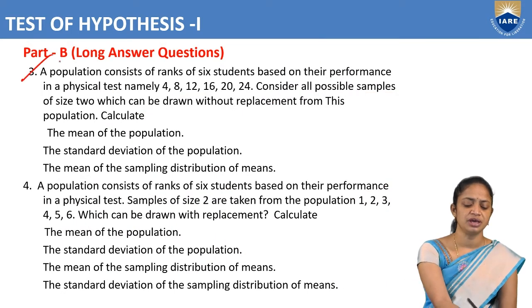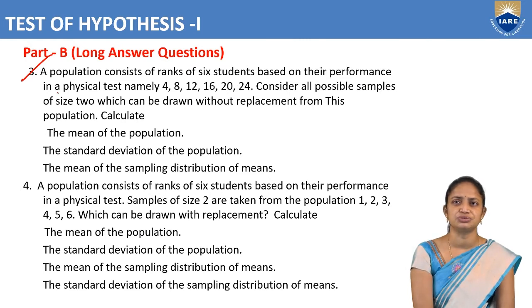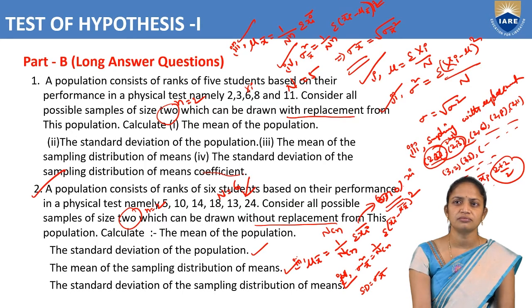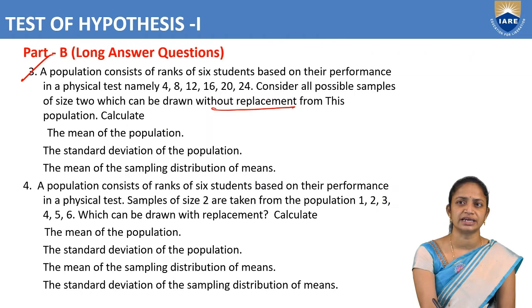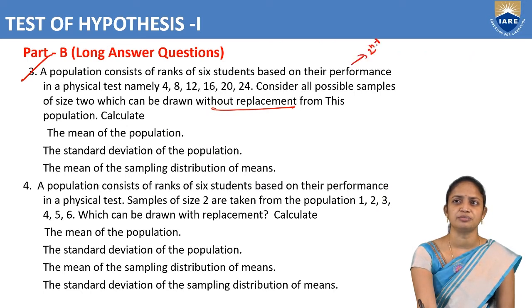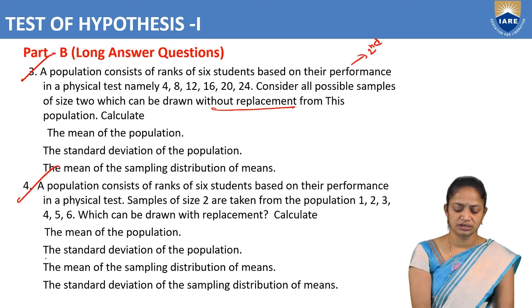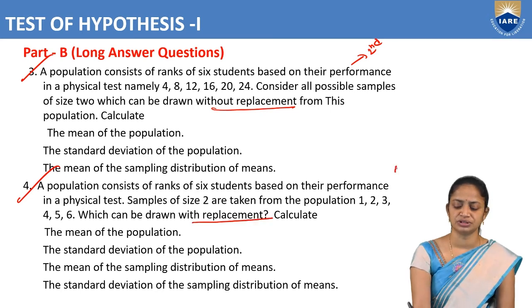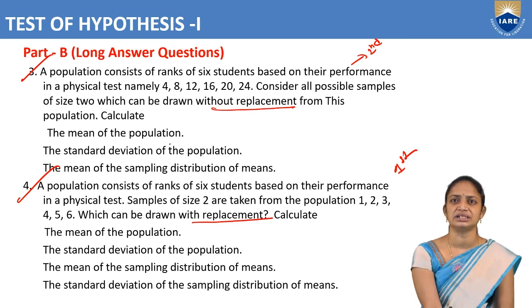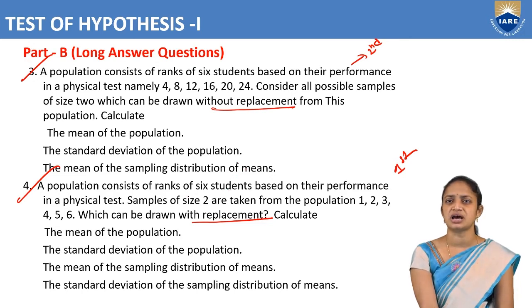So this is also the same. The population consists of ranks of 6 students. Here without replacement, same procedure like our second problem, and that one is based on with replacement, which is the same as the first problem. Same here also, we have the mean of the population, standard deviation of the population, mean of the sampling distribution of means, and standard deviation of the sampling distribution.